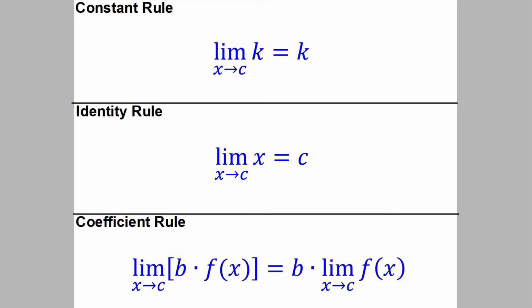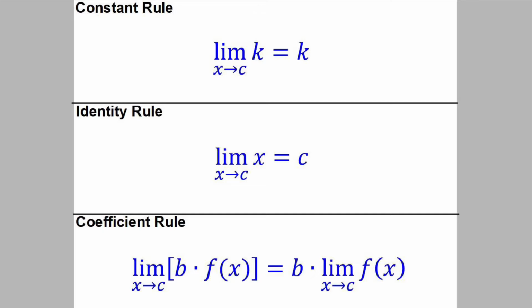The limit as x approaches c of k equals k. That'd be like as x approaches c of 4, your answer would be 4. Identity rule, limit as x approaches c of x equals c. If you were to think about that in terms of the graph of x, you would look at as x approaches a number, it would be that number.